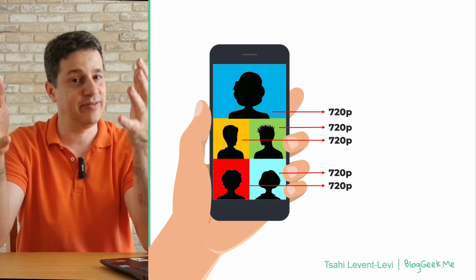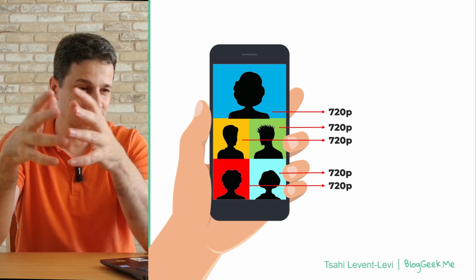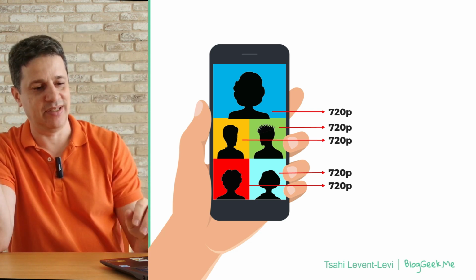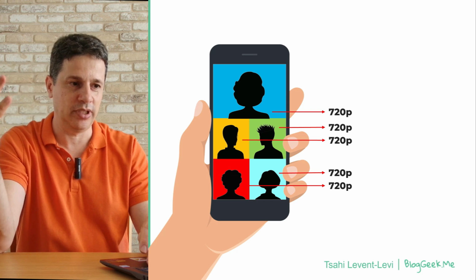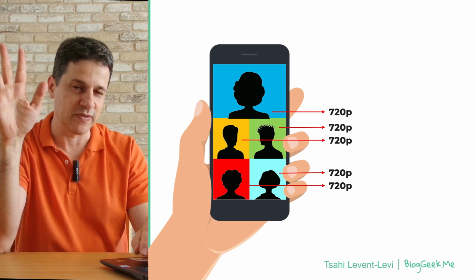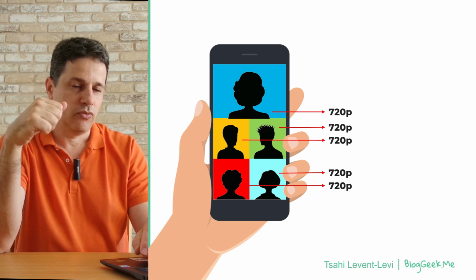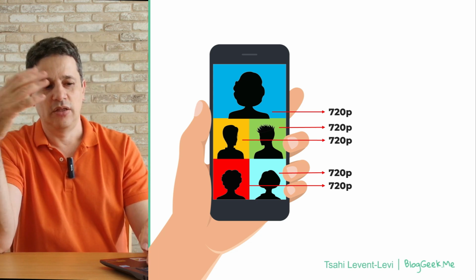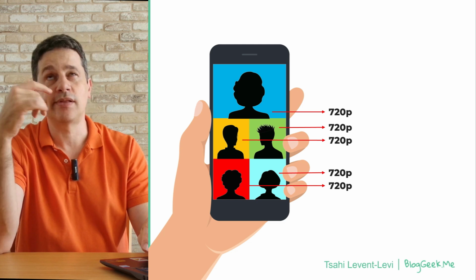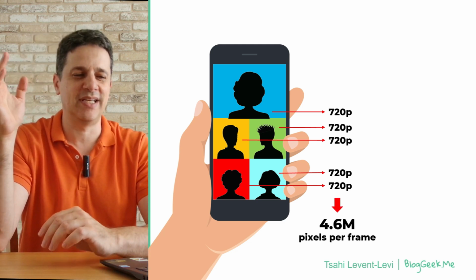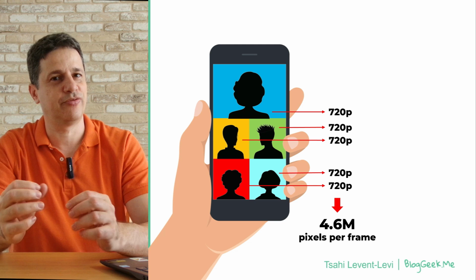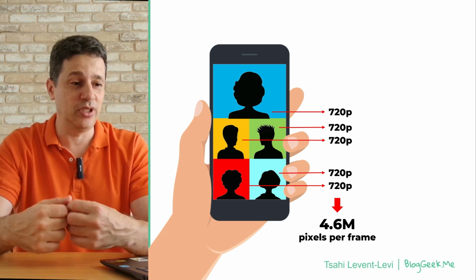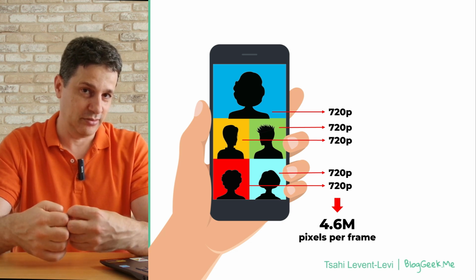At that point, it was 720p, HD ready. Not that big, especially if you're looking at TVs and 4K, but quite a lot here. And we have 5 such streams: 1 outgoing, 3 incoming, and then there's a live stream as well. If we calculate it all, there is roughly 4.6 megapixels per frame, and we have 30 frames per second. That's a lot of pixels that we need to process every second.